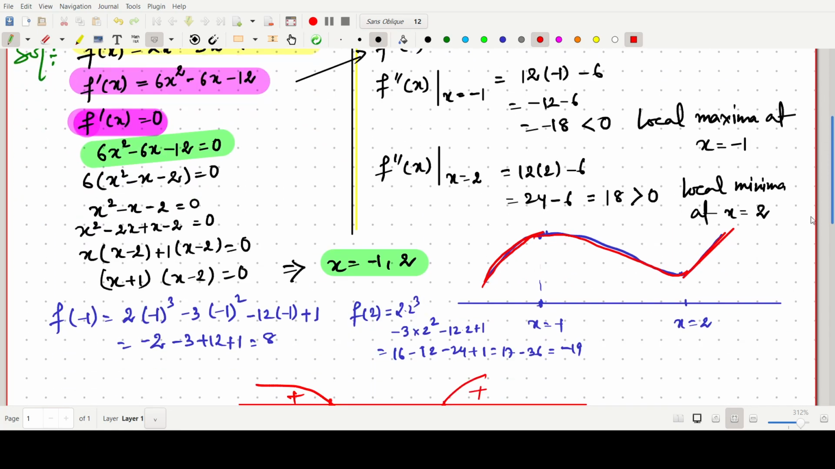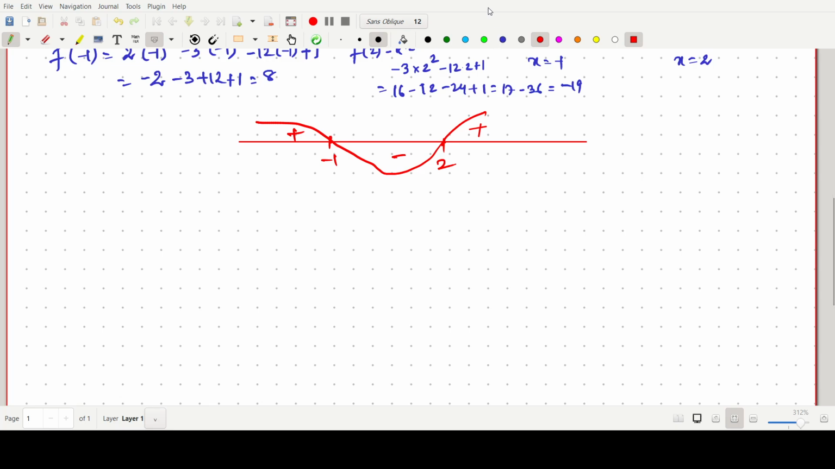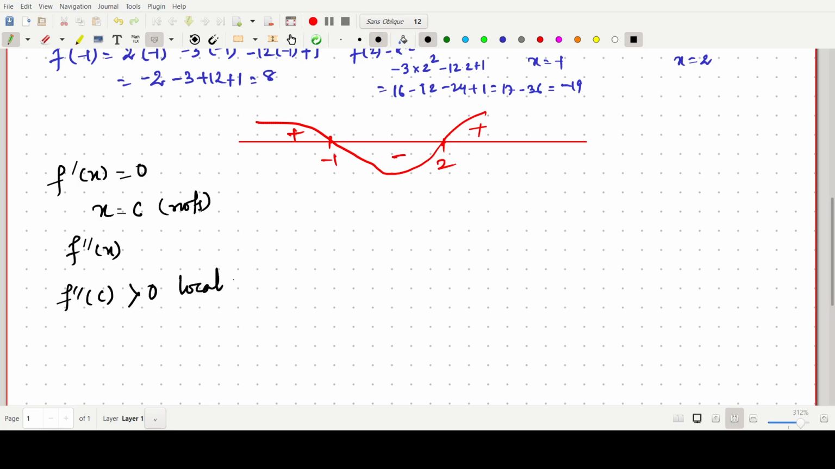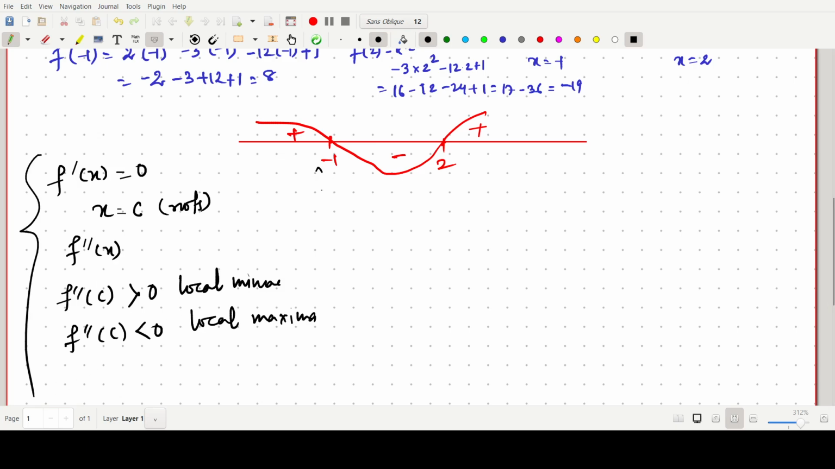So this is the way. And one more theory, for those who are new to this topic. First we have to find f dash x equals to 0, then find the critical points, the roots. Then we have to find f double dash x, then f double dash c. If it is greater than 0, local minima. If f double dash c is less than 0, local maximum. So this is also an important theory.